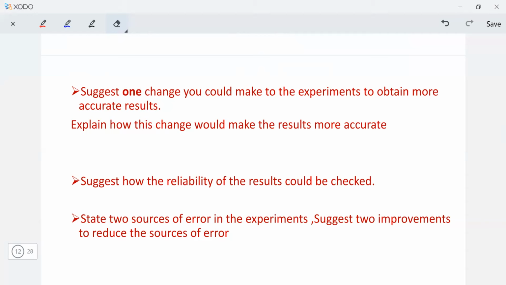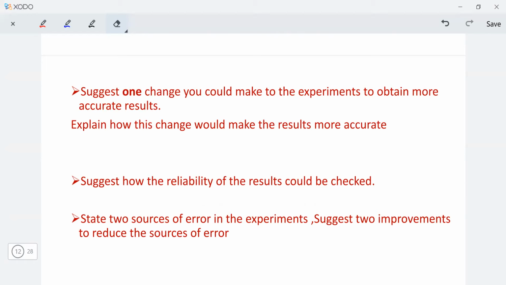State 2 sources of error in the experiment, suggest 2 improvements. So what can be the sources of error in my experiment? First of all, if I'm using a measuring cylinder, you can say that this is a source of error. How can I improve? Use a pipette or a burette instead of the measuring cylinder. Another source of error: if this experiment is only carried out once, I can say one source of error is that this experiment was carried out only once. How can I improve this error?